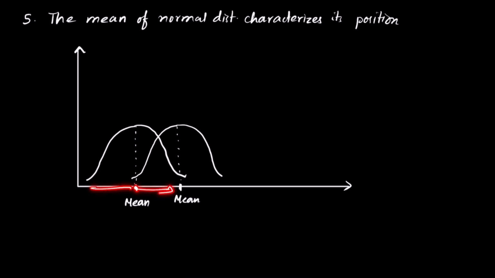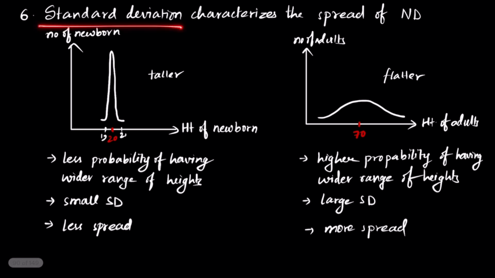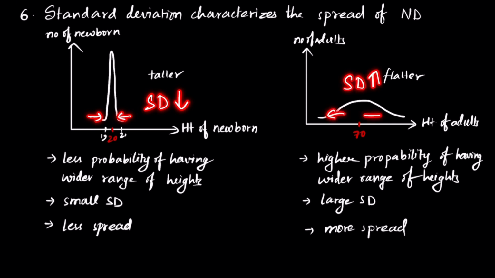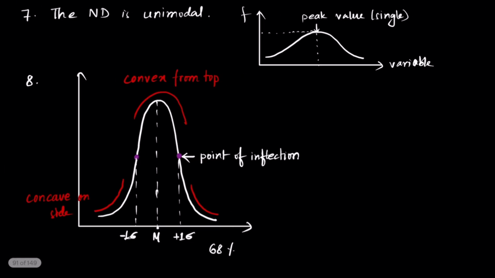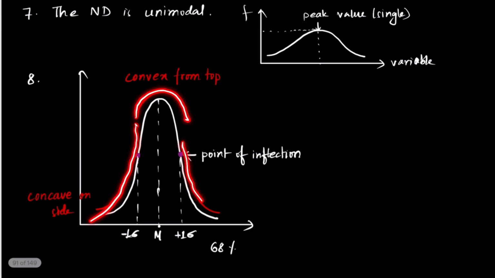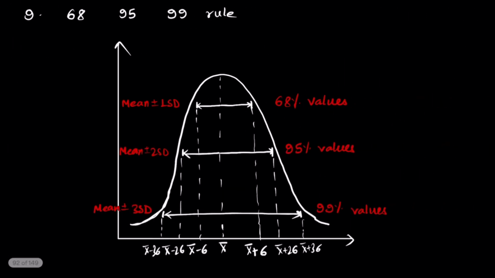When you shift the mean on either side, the graph gets shifted on either side as well. The standard deviation determines the spread of normal distribution. If standard deviation is less, the spread is less. If standard deviation is high, the spread is more. There is only one single peak value, so there is only one single mode, so the distribution is unimodal. The graph is convex from the top, and as you go down it becomes concave, and the point at which the convexity changes to concavity is called the point of inflection.